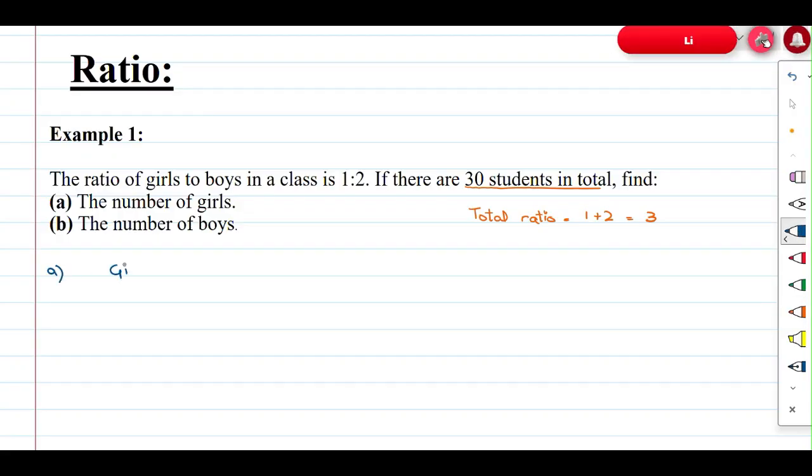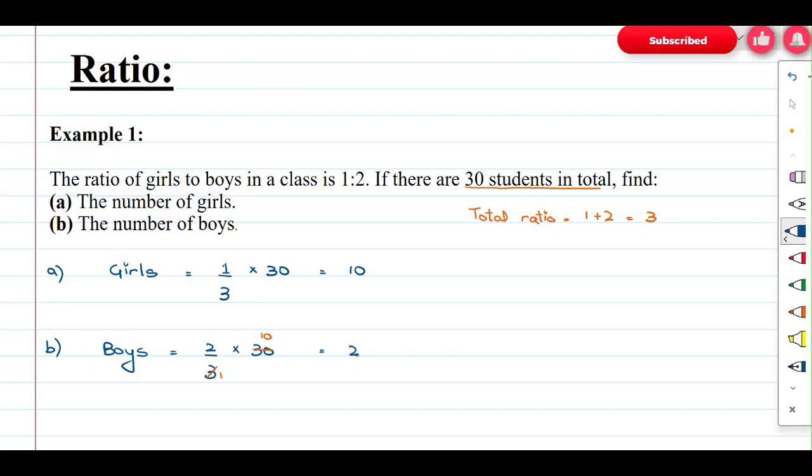To get the number of girls, the ratio of girls is 1 out of the total ratio 3, multiplied by the total number of students, 30. So that is 3 times 10 is 30. So there are 10 girls in the class. Now for part B, to figure out the number of boys, the ratio for boys is 2 out of the total ratio 3, multiplied by 30. Again, 3 times 10 is 30, and 2 times 10 makes 20.